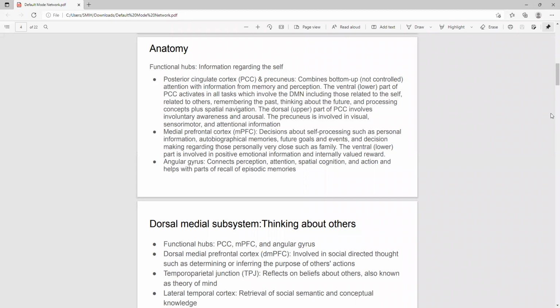Medial prefrontal cortex: decisions about self-processing such as personal information, autobiographical memories, future goals and events, and decision-making regarding those personally very close, such as family. The ventral part is involved in positive emotional information and internally valued reward. Angular gyrus: this connects perception, attention, spatial cognition, and action, and helps with parts of recall of episodic memories.